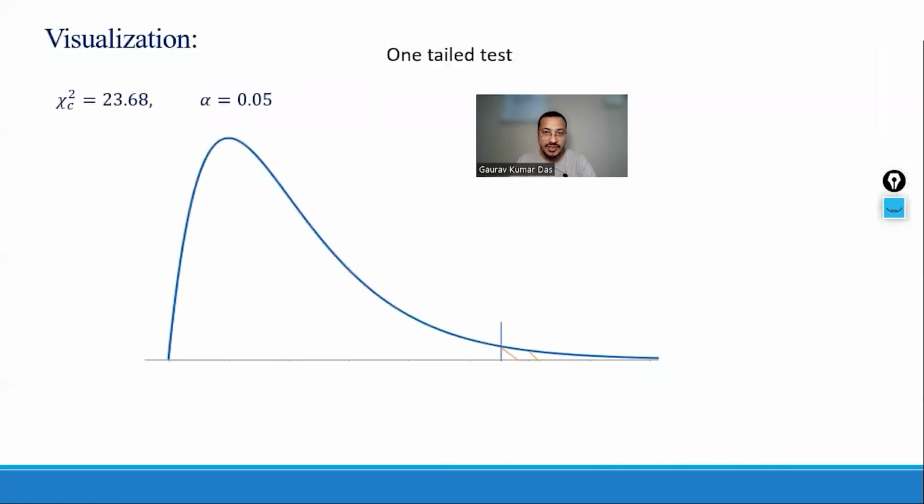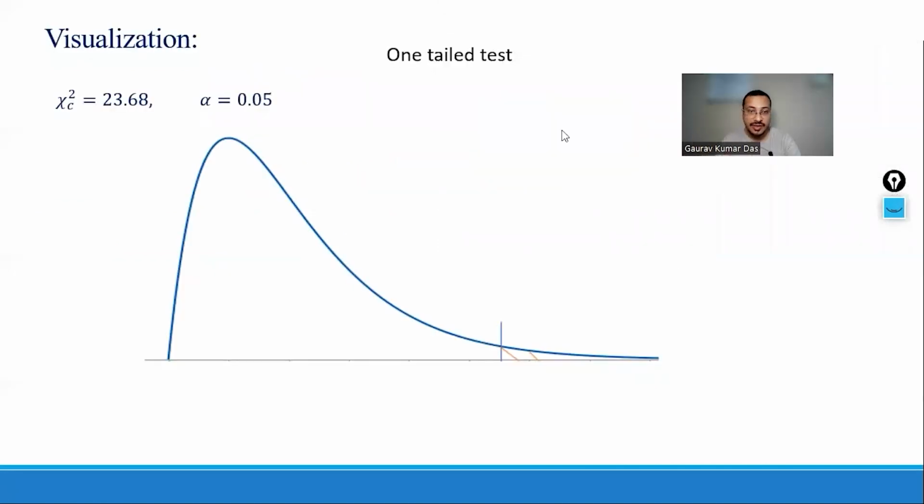Right. All right. So now let's try to visualize and understand in a much clearer way. So it's a one-tailed test. We all know that chi-square critical is 20.68, alpha is 0.05. So this region on the right-hand side, which you see, is alpha equal to 0.05. And my value here is 20.68, one-tailed test. Chi-square is on the higher side, of course, on the right-hand side, because the minimum value which the chi-square distribution can take is 0. Right? Okay.